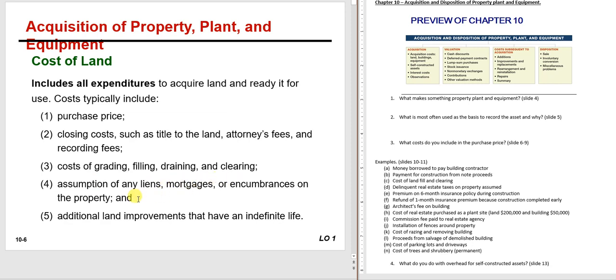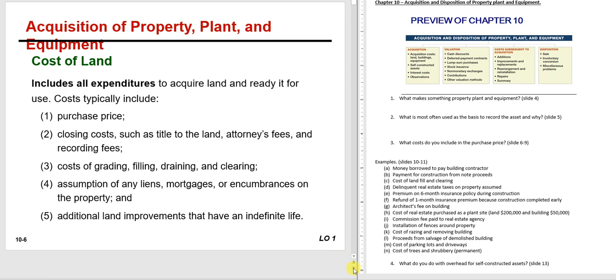So for instance, if I buy a building from somebody else and I pay off their existing loan, so if I bought a building and I'm going to assume the mortgage, so let's say they still owed $60,000 on it, and I paid them $40,000 in cash, and I'm going to pay their $60,000 mortgage off. In essence, I have paid $100,000 for that. So that's where the assumption of mortgages or encumbrances on the property comes in. Any additional land improvements that have an indefinite life, that kind of gets the clearing, draining, etc. might have an indefinite life.